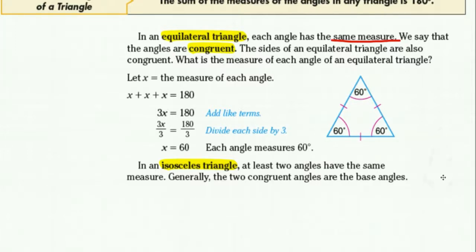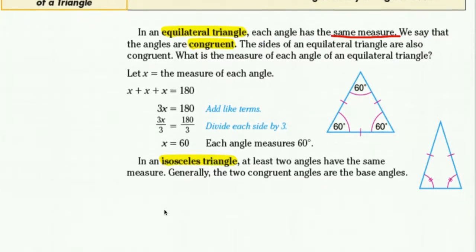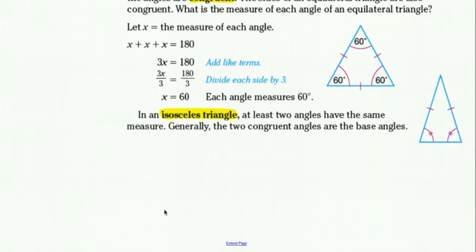In an isosceles triangle, this is how it looks like. You have your two base angles, which are congruent to each other, and you have two sides which are also congruent to each other. Remember, the hash marks indicate congruency. So this one is congruent to that one. These two angles are congruent to each other. So that's an isosceles triangle. Let's see example number 4 and see how this works. It's going to be on the next slide.